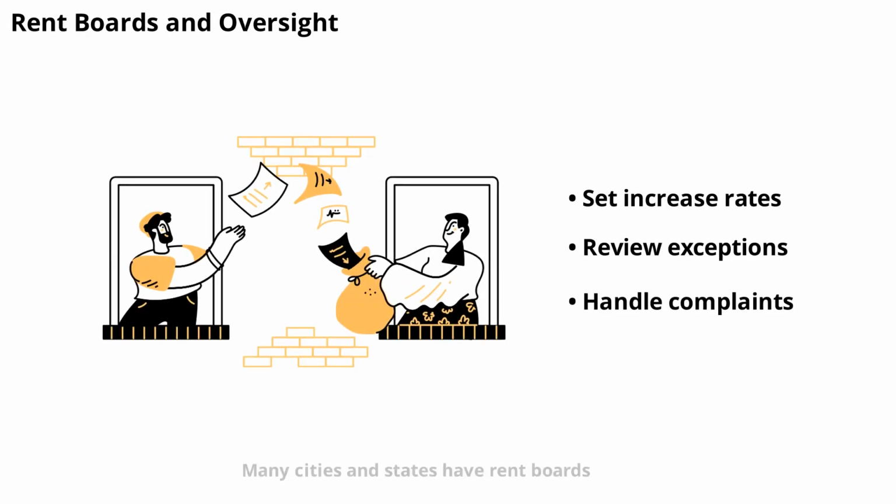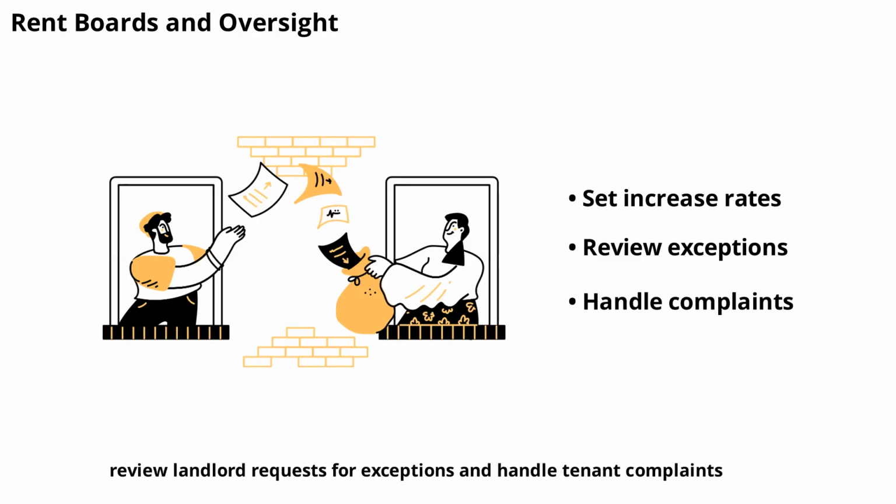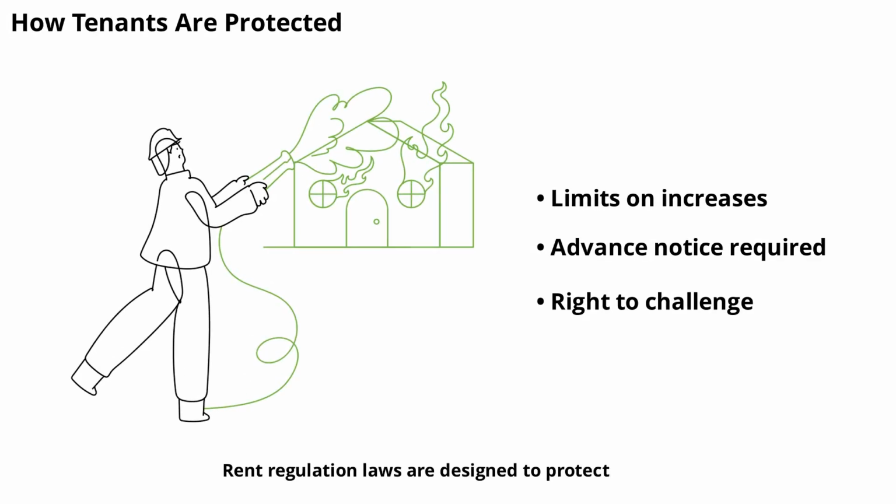Many cities and states have rent boards or similar agencies that oversee rent regulation. These boards set allowable increase rates, review landlord requests for exceptions, and handle tenant complaints. They play a key role in making sure the rules are followed and that both tenants and landlords are treated fairly. If you have questions or disputes about rent increases, the rent board is often the place to start. Rent regulation laws are designed to protect tenants from sudden or excessive rent hikes.